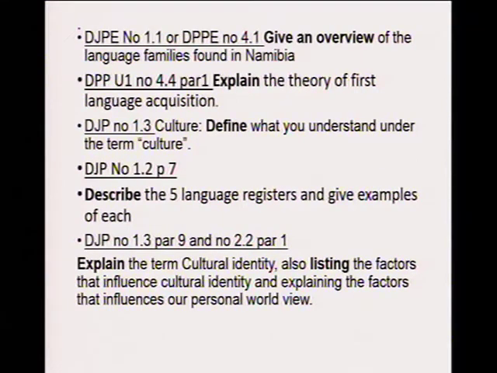Also list the factors that influence cultural identity. Now you must list them. List means you must put them as number 1, 2, 3, 4, 5 underneath each other. And then explain the factors that influence our personal world view.